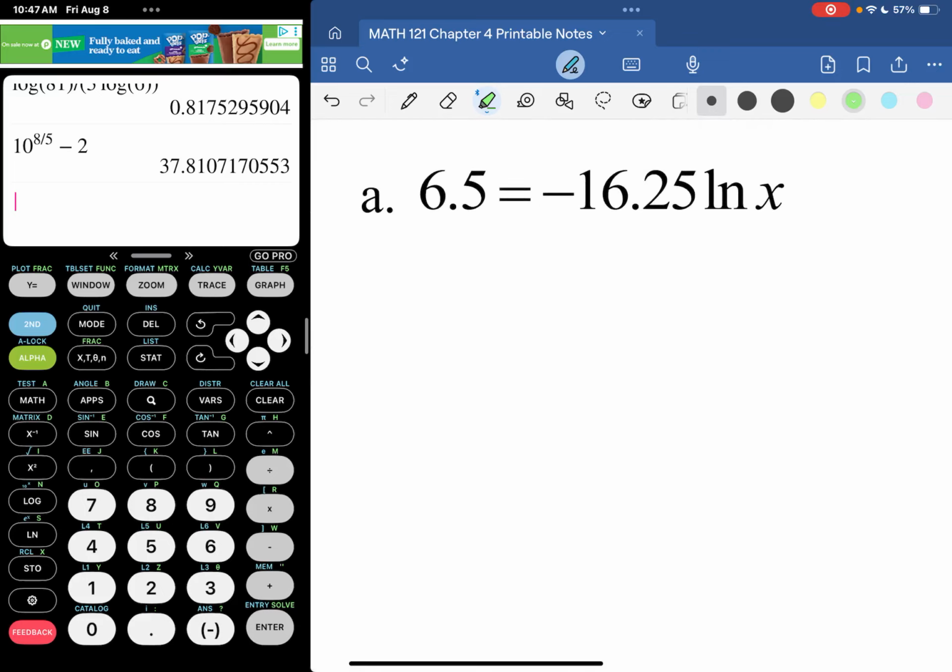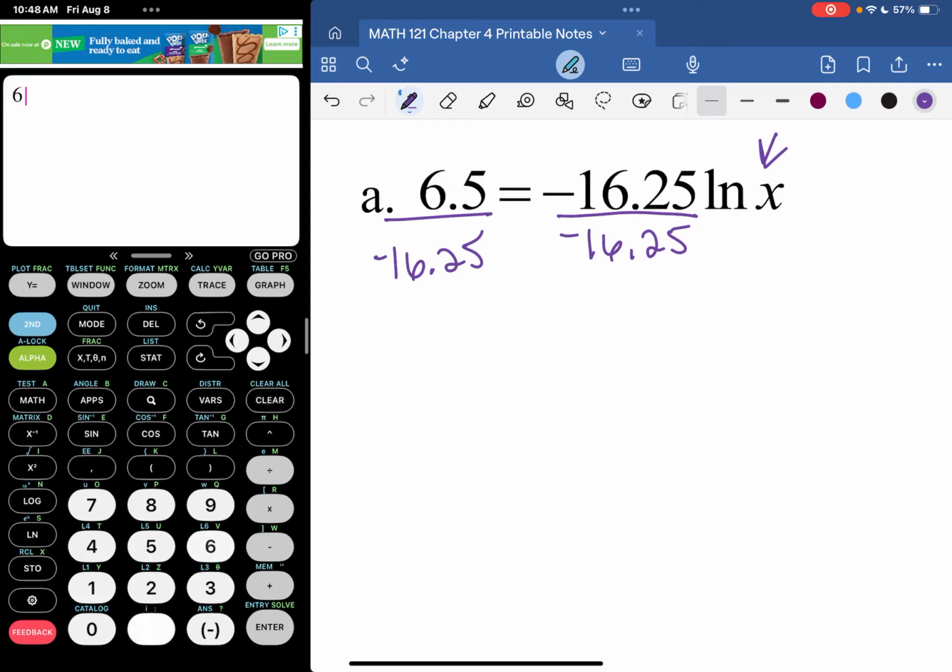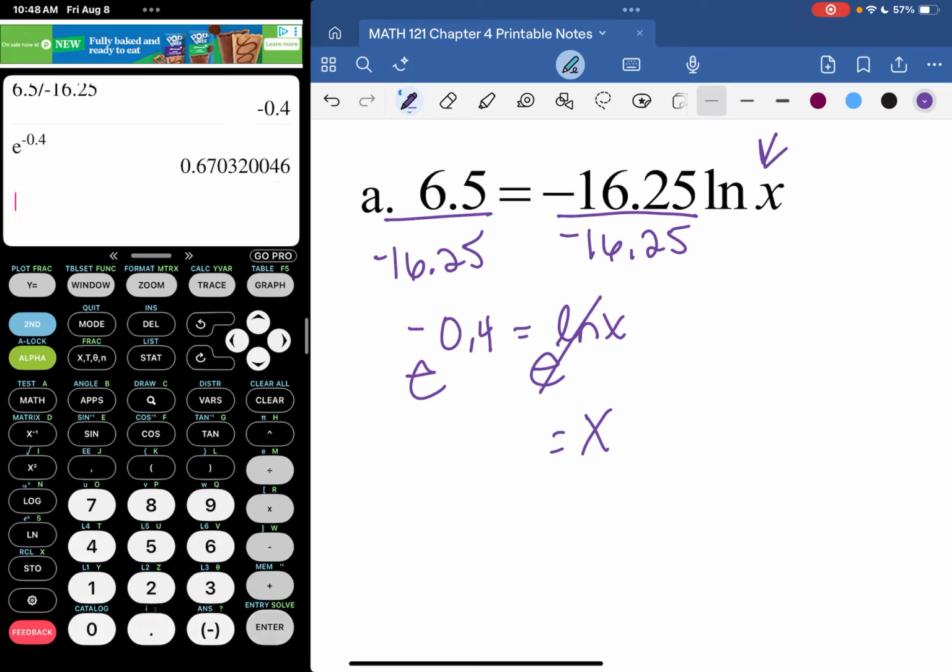So let's go right here. What we're trying to do is get the natural log by itself. So we'll divide by the negative 16.25. So 6.5 divided by negative 16.25. Negative 0.4 equals natural log of x. Now to get rid of natural log, we e it. You raise it to the e. So x will equal e. Now to get e, you hit second and then natural log to the negative 0.4. So that's 0.6703.